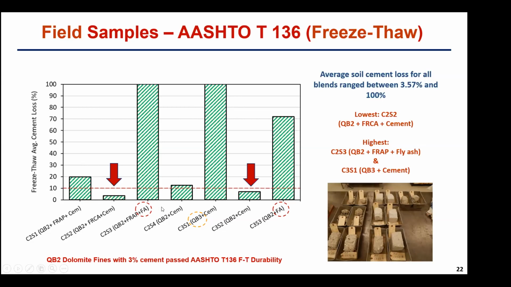So one thing to notice too is that QB3 now, the one that had Quarry byproduct 3, another source of Quarry byproduct, also didn't perform very well in the freeze-thaw testing from the field samples, and they had a very high soil cement loss, or the full disintegration of the sample at the end of the test.